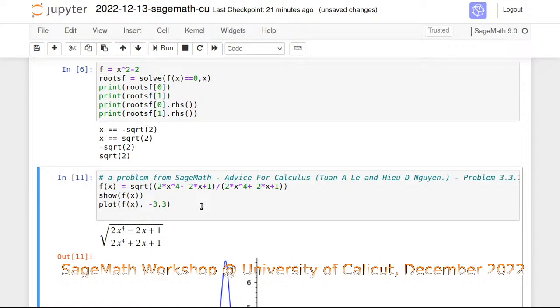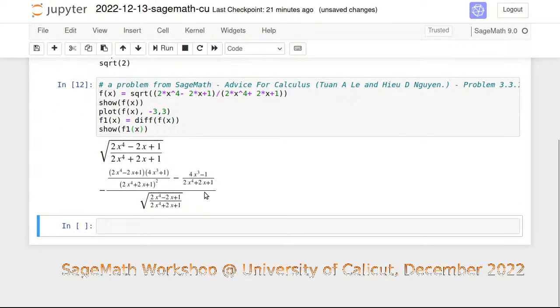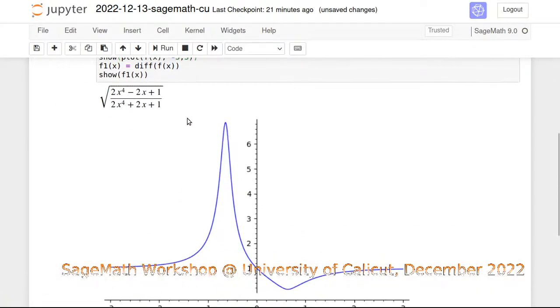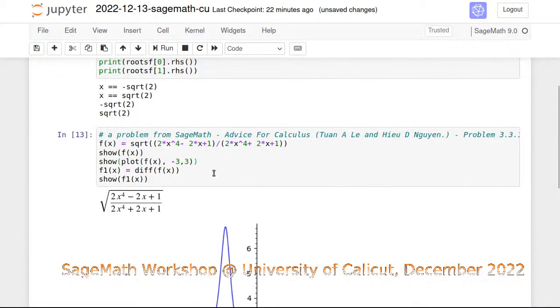So what do we have to do now? We have to find the derivative of f(x). Let us call that f1(x) instead of f dash x. f1(x) is equal to the derivative of f(x) with respect to x. I'm trying to even show that. What happened to our plot? I think the plot vanished. Maybe we should put even a show here. And the function is, of course, a little bit complicated. The derivative is.